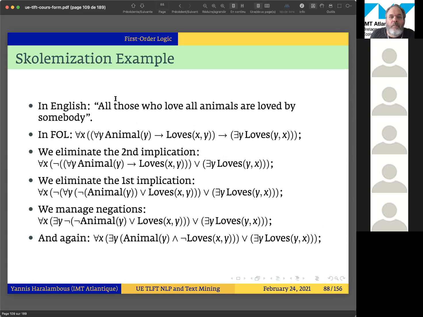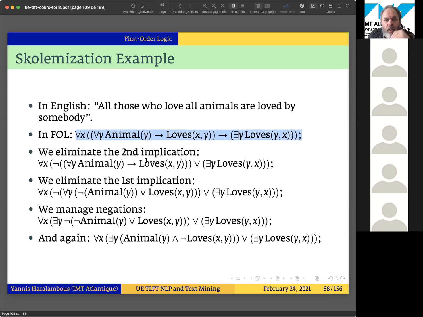Let us take an example. This is part of a lab, which we won't have the time of doing, but you will find on Moodle. It says all those who love all animals are loved by somebody. So all those who for each animal love this animal, there exists somebody who loves them. Okay, so this is the first-order logic formalization of this sentence.